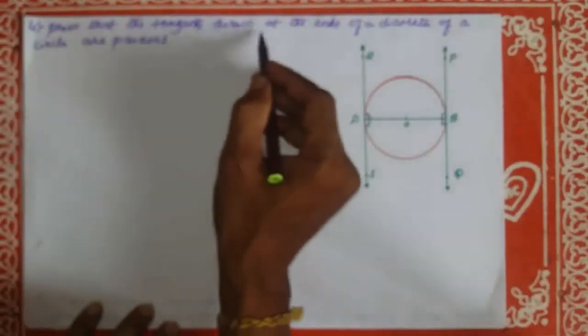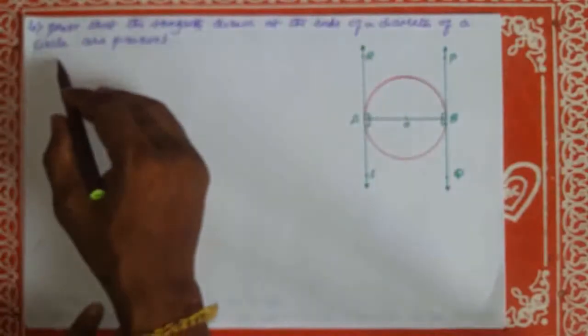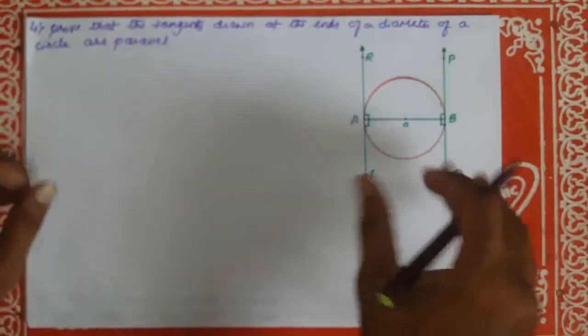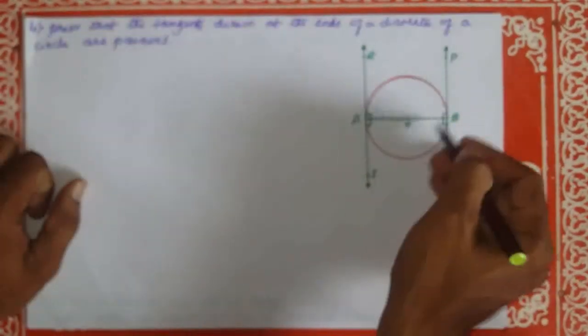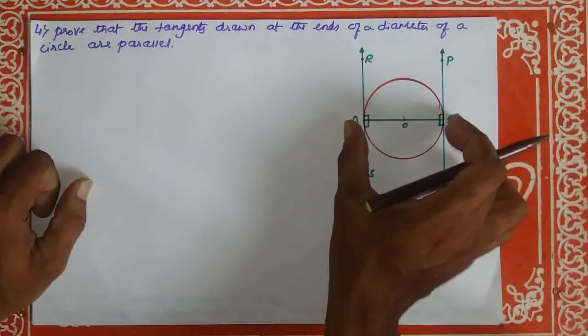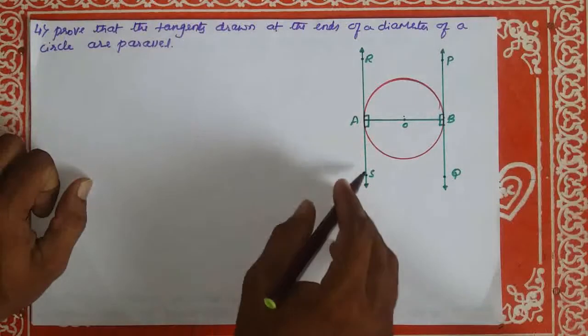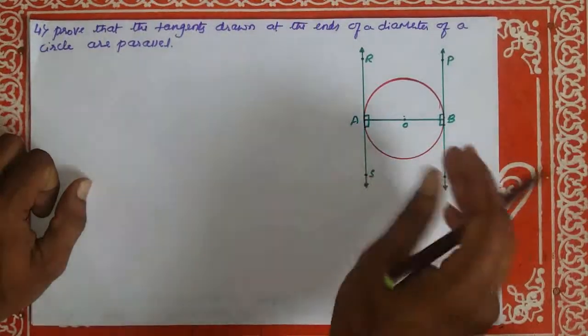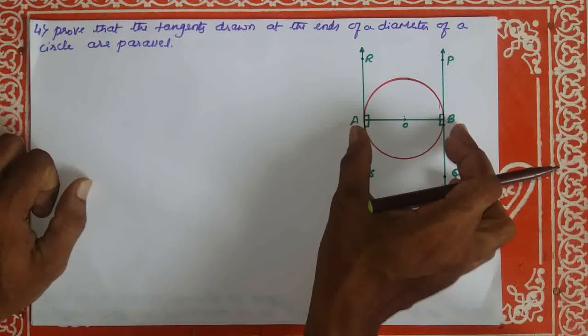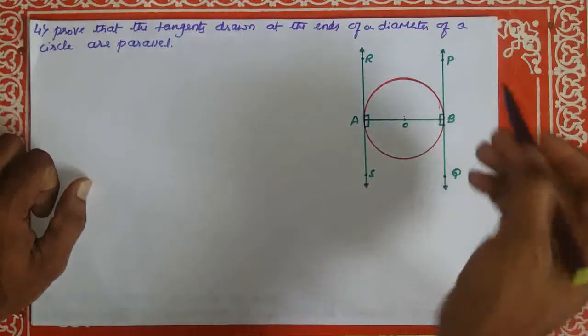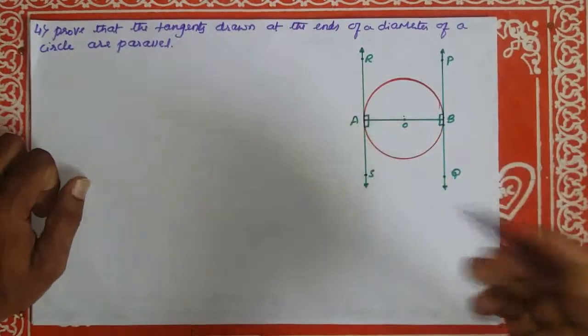Prove that the tangents drawn at the ends of a diameter of a circle are parallel. They will not give the figure, we have to draw it. See, we have a circle here and the ends of the diameter. We need to prove that the tangents at the ends of a diameter of a circle are parallel, that is, PQ is parallel to RS.